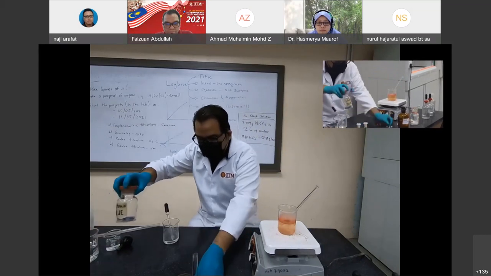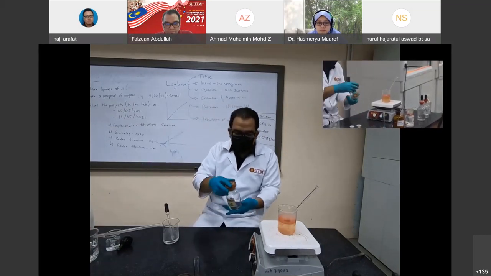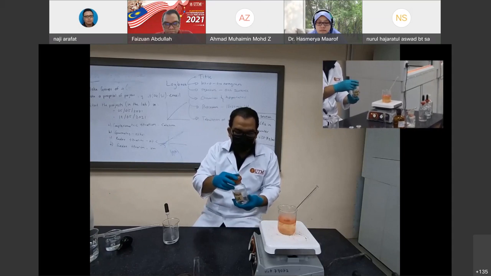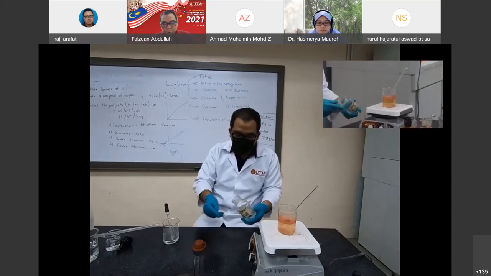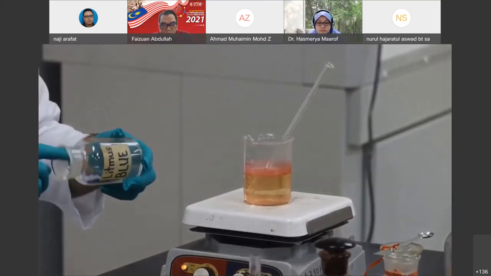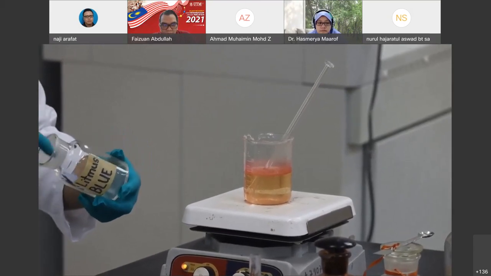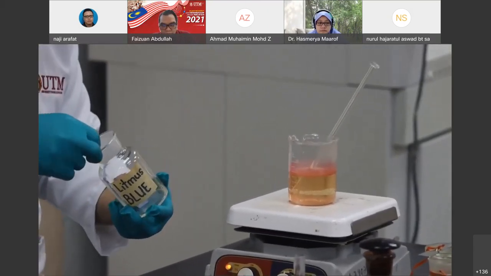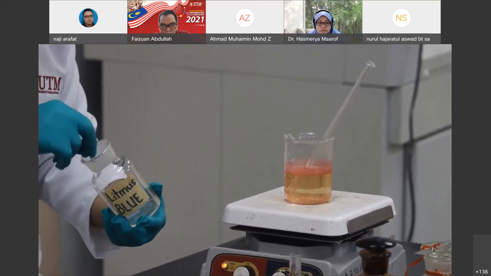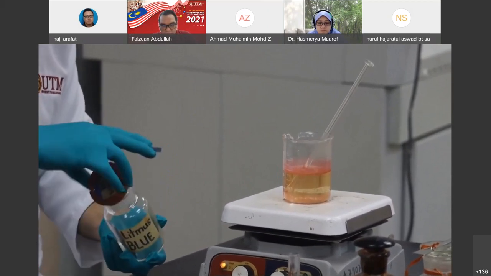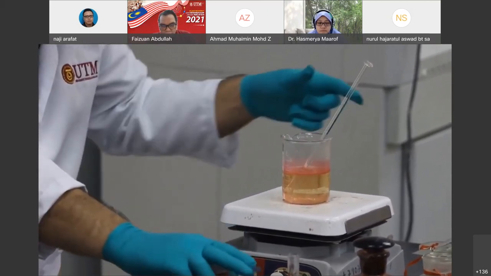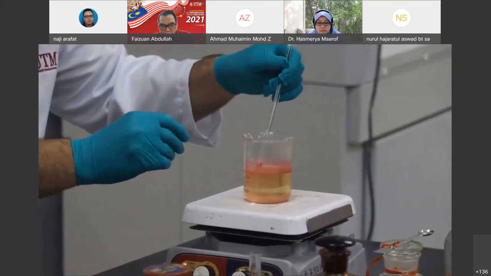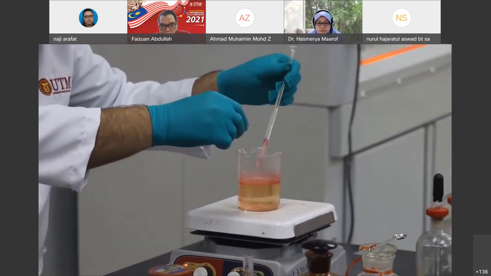Next, I'm going to check if the mixture has turned acidic. I'm going to use a litmus paper to do that. If the solution is not yet acidic, I'm going to add concentrated nitric acid dropwise until it becomes so. This is how I'm going to do that.